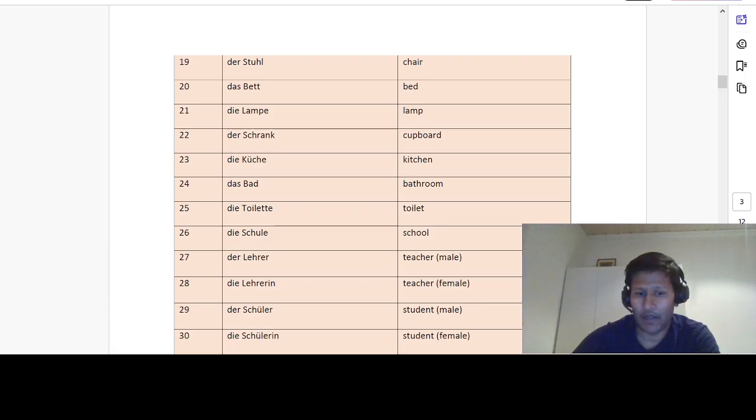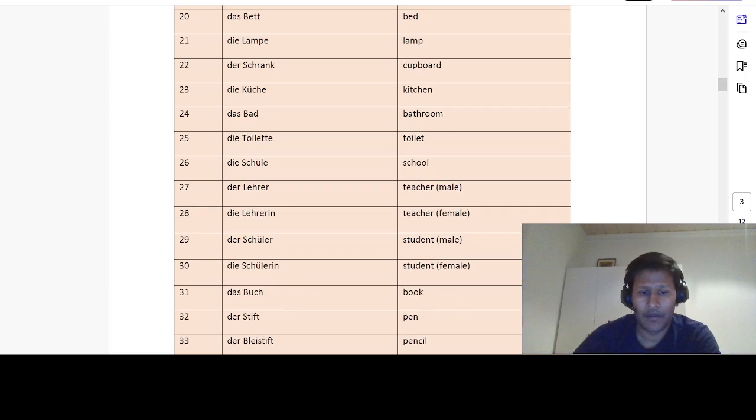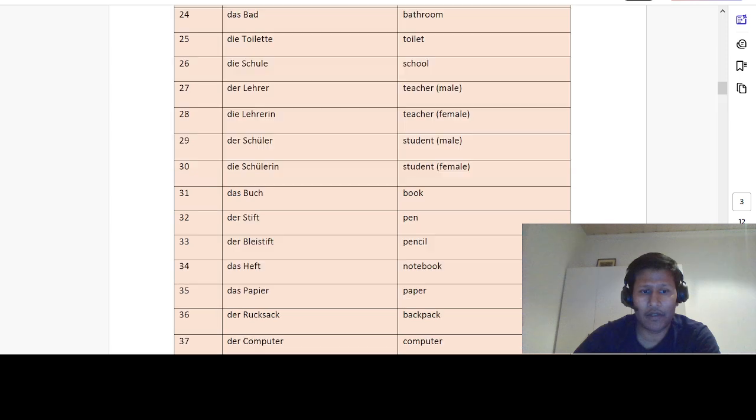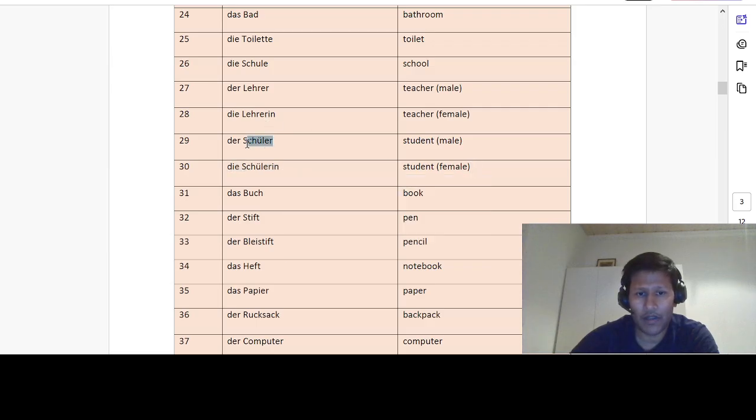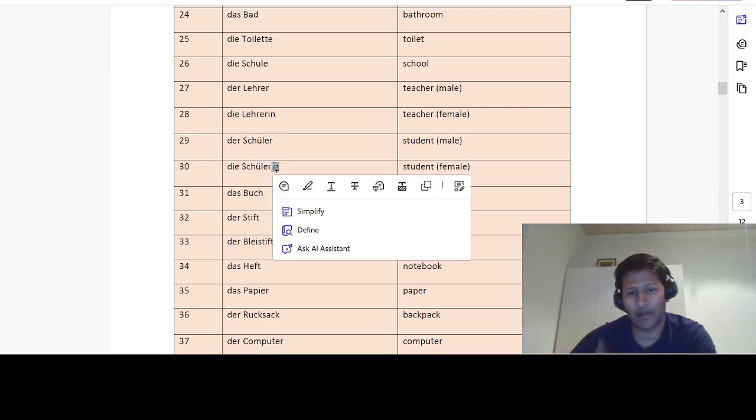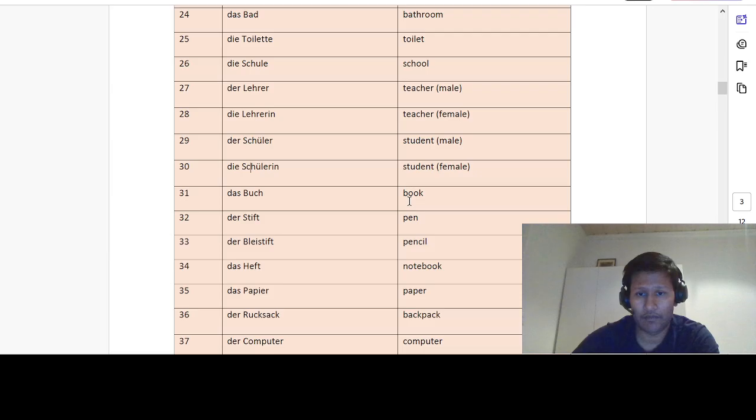Then we have der Schüler, student. So generally when a word is ending with er, you will find most of them the gender will be masculine. All right, so let's move to 30th. So 30th is die Schülerin. You see, again student but female student, because der Schüler and then we have this at the end, in. So this becomes die Schülerin.